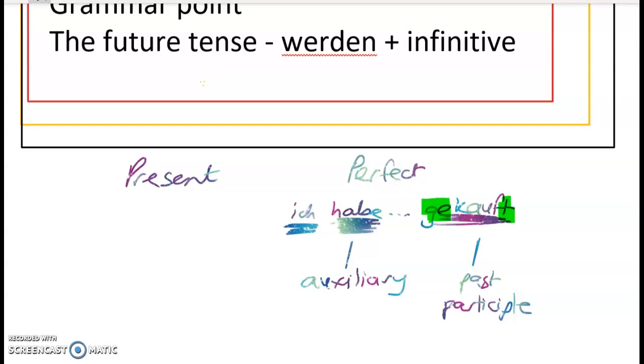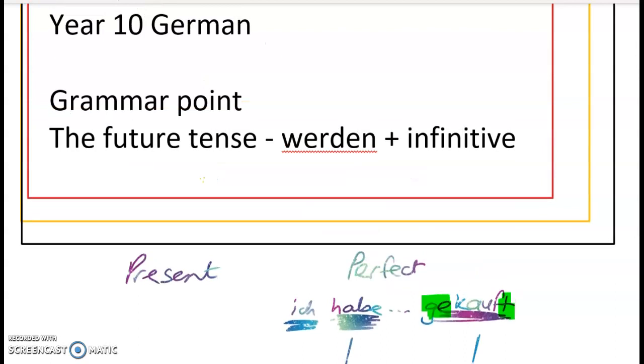So the future tense is a wee bit easier because we really just have to learn one verb that is irregular but not that hard. So werden means to become, but it's used in the future tense for what we say in English as will. So I will buy, ich werde kaufen. I will go, ich werde gehen. So we have to learn all of the bits of this, and then the bit at the end is just the easiest bit. It's the infinitive, the to word.